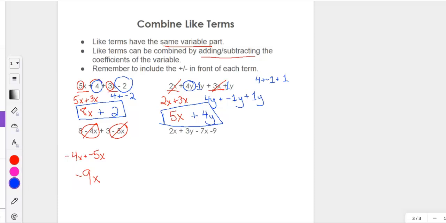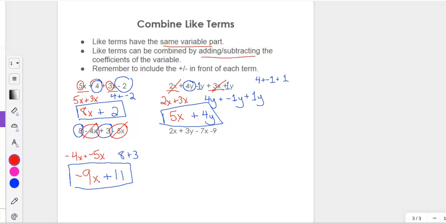Then I'm going to move on to my constants. I would look for a y, but I don't have any here. I have a positive 8 and a positive 3. So I'm going to do 8 plus 3. That gives me a positive 11. So I'm going to write plus 11. And that would be my answer.